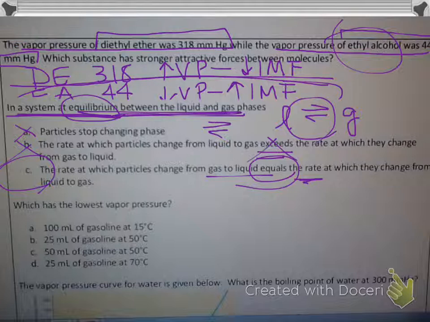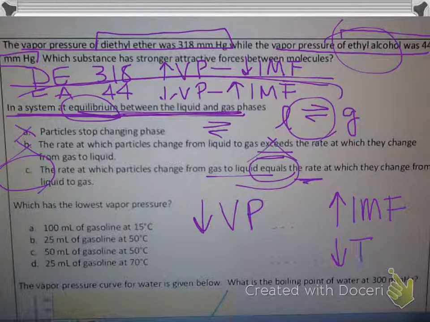The next question says, which has the lowest vapor pressure? So we want to look at low vapor pressures. Before I even look at this problem, we learned that vapor pressure is dependent on a few things. If a compound has higher intermolecular forces of attraction, that liquid will typically have lower vapor pressures. The other thing we learned that was dependent on vapor pressure was temperature. If you're at a lower temperature for a substance, you typically have lower vapor pressures. Okay, so let's read the question. It says, which is the lowest vapor pressure?